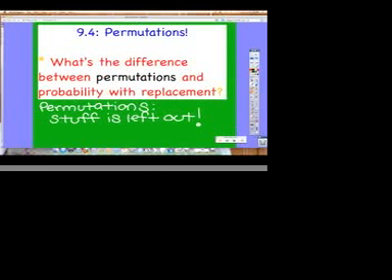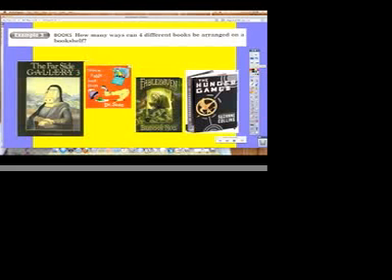So let's look at, okay, so here we go. We've got 4 books. How many ways can we arrange these on the bookshelf? Which one do you want to put first? Ashlyn, which one do you want to put first? Alright, so let's put Fablehaven first.